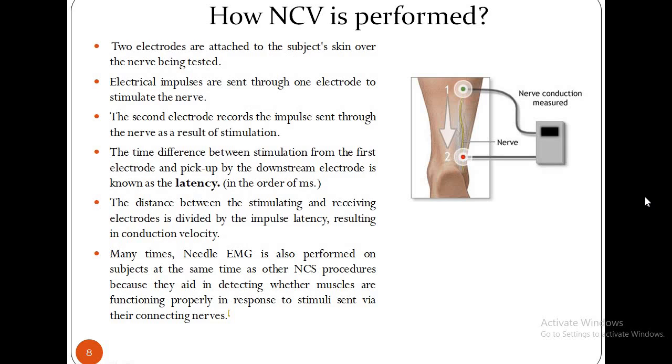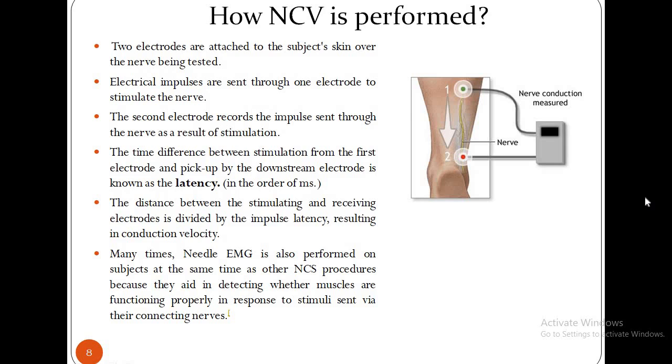The figure shows how nerve conduction velocity is measured. Two electrodes are attached to the subject's skin over the nerve being tested. Electrical impulses are sent through one electrode to stimulate the nerve. The second electrode records the impulse sent through the nerve as a result of stimulation. The time difference between stimulation from the first electrode and pickup by the downstream electrode is known as the latency, which will be in the order of milliseconds. The distance between the stimulating and receiving electrodes is divided by the impulse latency, resulting in conduction velocity.